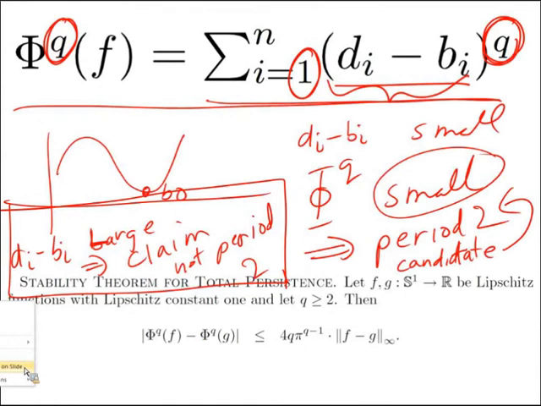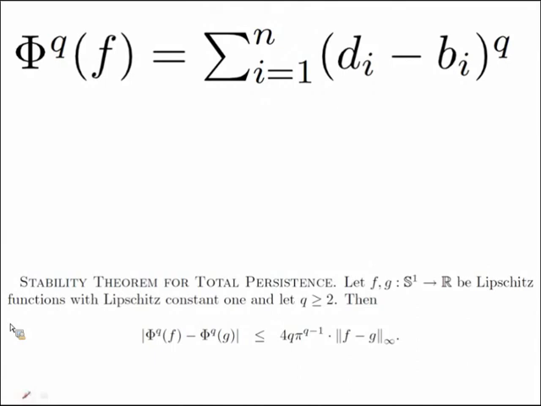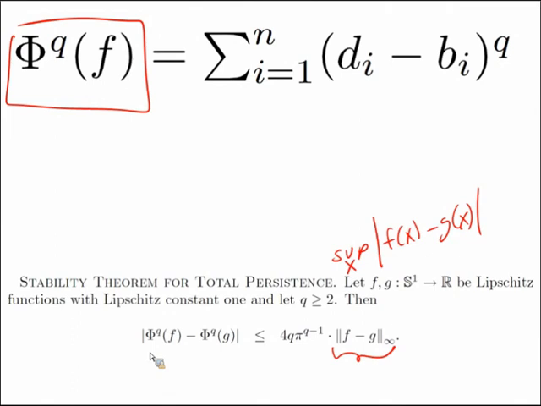Well, we do have a nice stability theorem. So remember, we would like that if two functions are close together, where this is the sup over all points in your domain of the absolute value of f of x minus g of x, so if f of x is close to g of x, then we would like phi q of f minus phi q of g to also be small.